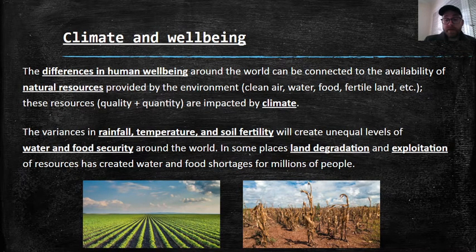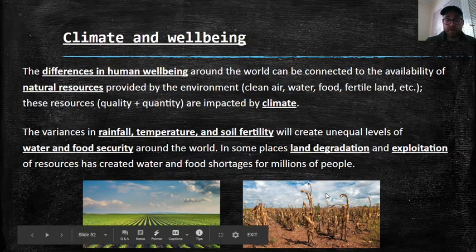In some places, land degradation and exploitation of resources have created water and food shortages for millions of people. So that's already occurring. And this is before we get to climate change, our next big topic. So imagine what the world would look like 10, 20, 50 years later if more and more places around the world look not like this, but like this.